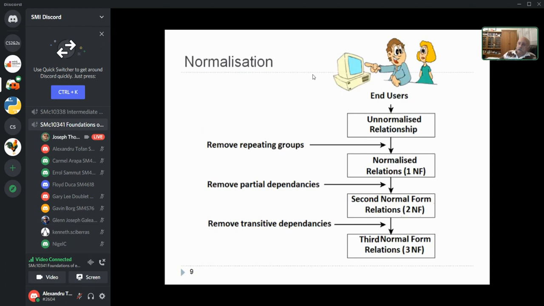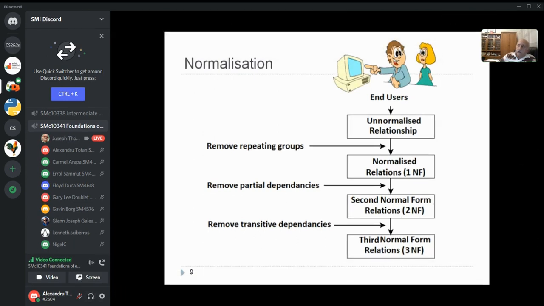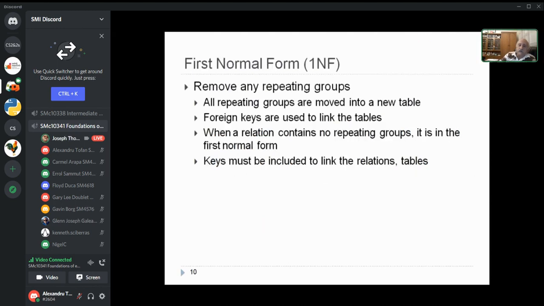You're not going to get a practical question on normalization in your exam, all right? But you need to remember these three steps, how we get to third normal form, and to know what they mean. Now let's go through an example.